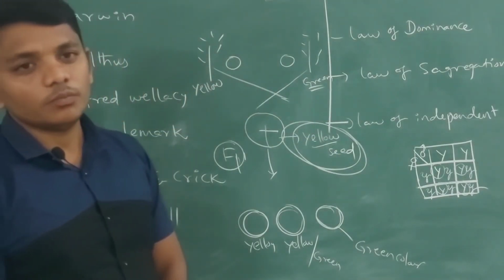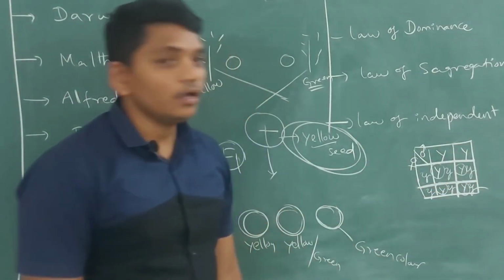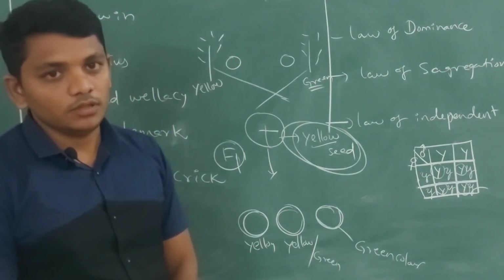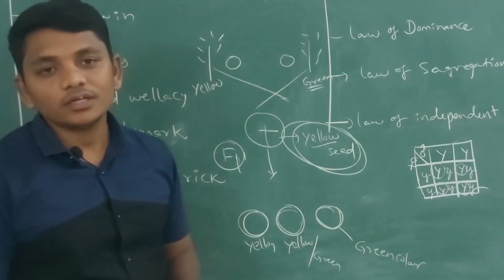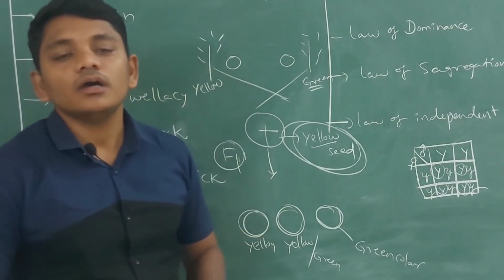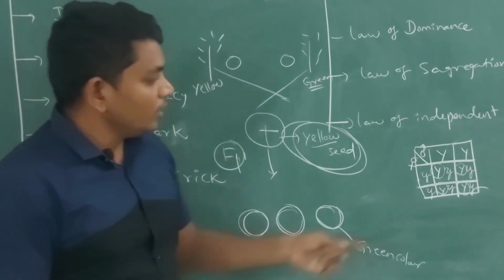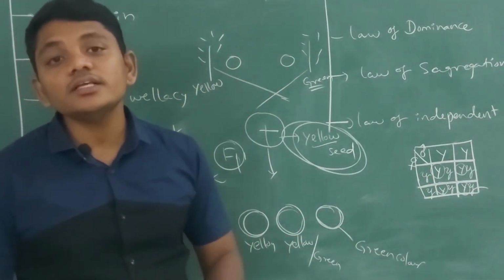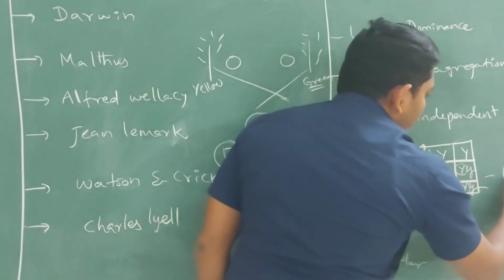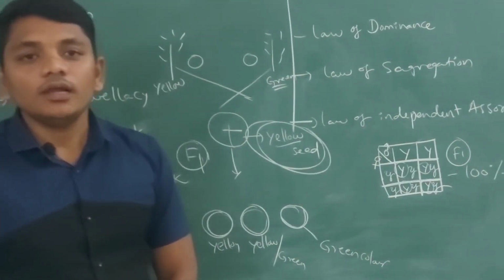Why did yellow color seeds come? Here capital Y and small y. Capital Y represents yellow color and small y represents green color seeds. When these combine, only yellow color seeds come in the next generation. So capital Y, that means yellow color, is a dominant trait. Small y, that means green color, is a recessive trait. So in the F1 generation, 100% yellow color seeds came.